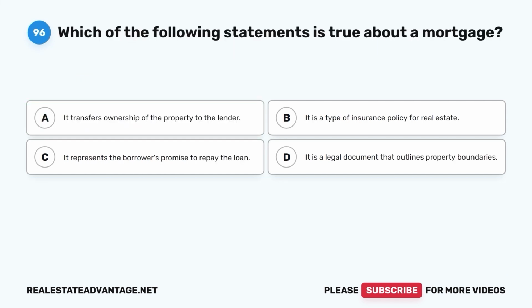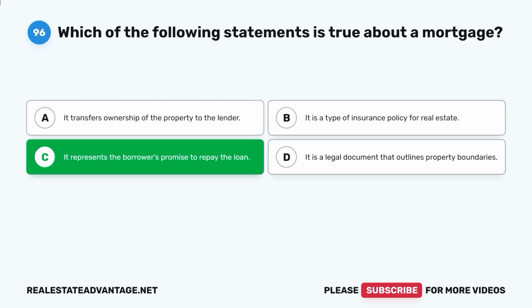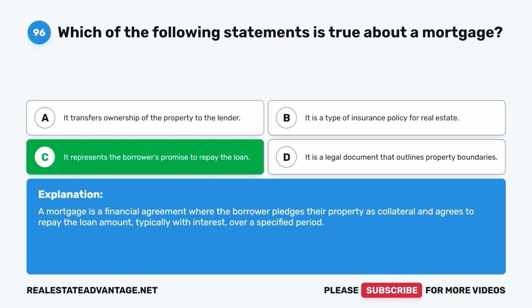Question 96. Which of the following statements is true about a mortgage? A. It transfers ownership of the property to the lender. B. It is a type of insurance policy for real estate. C. It represents the borrower's promise to repay the loan. D. It is a legal document that outlines property boundaries. The correct answer is C. It represents the borrower's promise to repay the loan. A mortgage is a financial agreement where the borrower pledges their property as collateral and agrees to repay the loan amount, typically with interest, over a specified period.